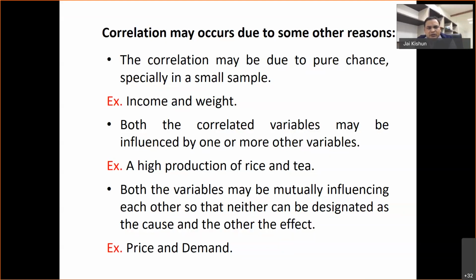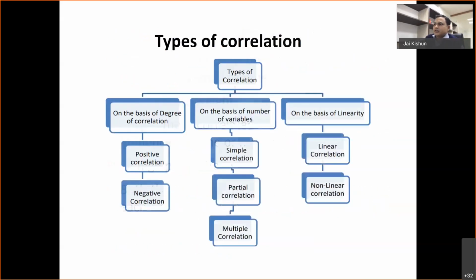So in a similar fashion, you can think about it in medical terminology: what are the factors which may affect, either due to pure chance, or third factors that may influence the relationship. So these are some other reasons due to which correlation may occur between the variables.